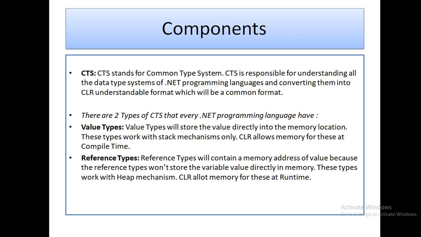And what is reference type? Reference types contain a memory address of the value, because reference types won't store the variable value directly in memory. These types work with the heap mechanism. CLR allocates memory for this at runtime. So these two are very different things, and we will have a brief session dedicated to this topic, what is a value type and what is a reference type, and we will see all the other things briefly in it. For now, just understand that there are two types, value types and reference types, and CTS helps to understand all the data types.